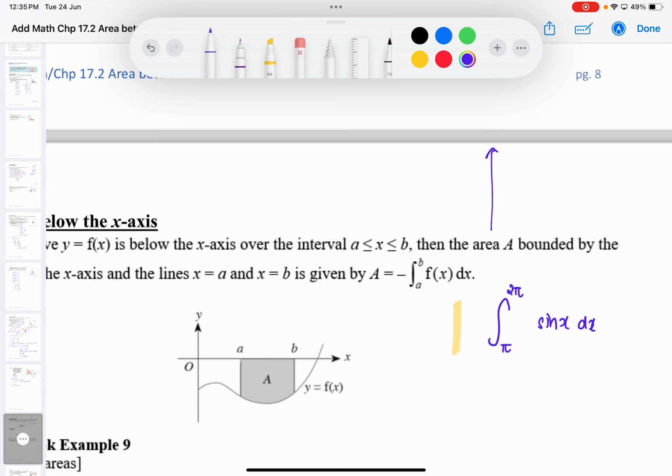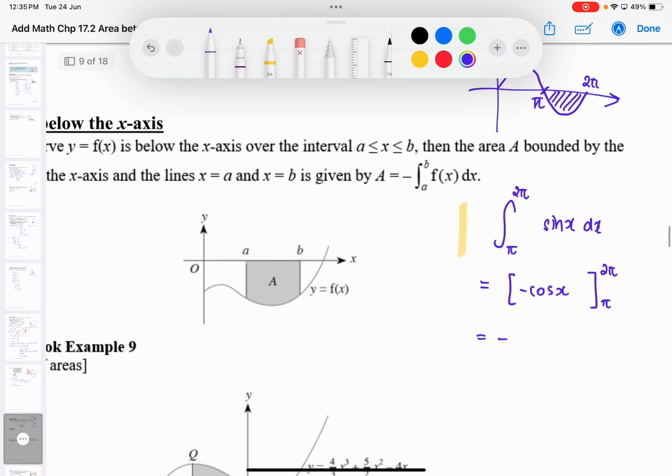Okay, you all know that your sine function is like this, right? And then from pi to 2 pi, it is below the x-axis. So when I take the integral from pi to 2 pi of the sine function, let's do it very quickly. What is the integral of sine? Negative cosine.